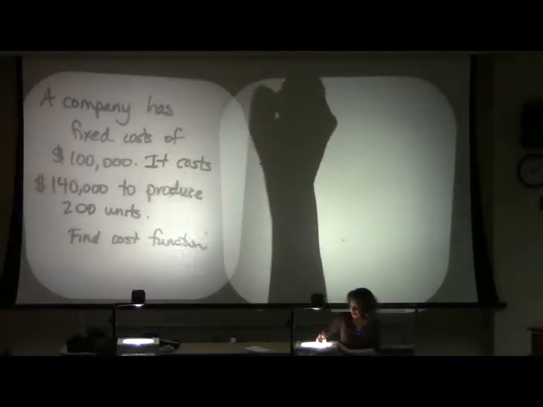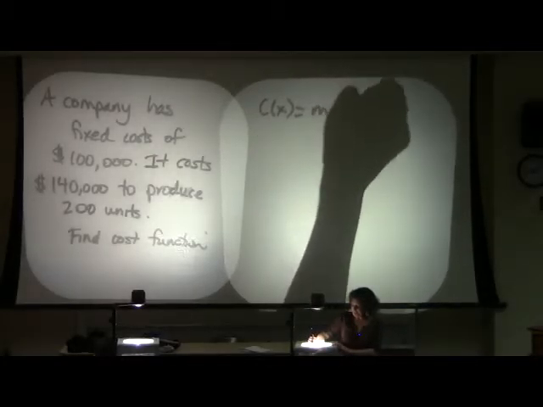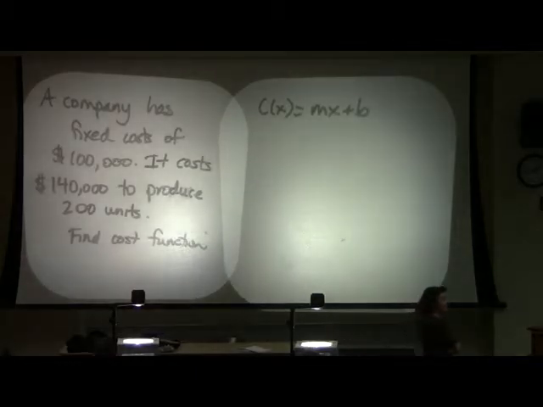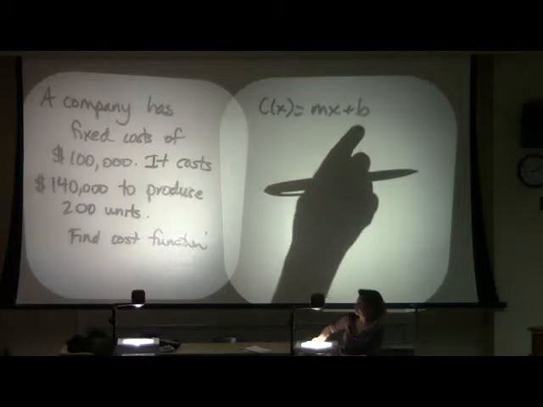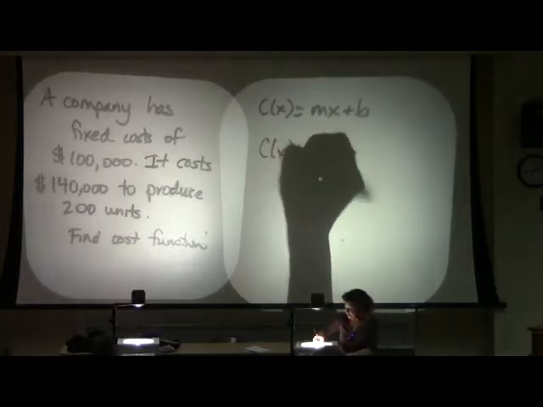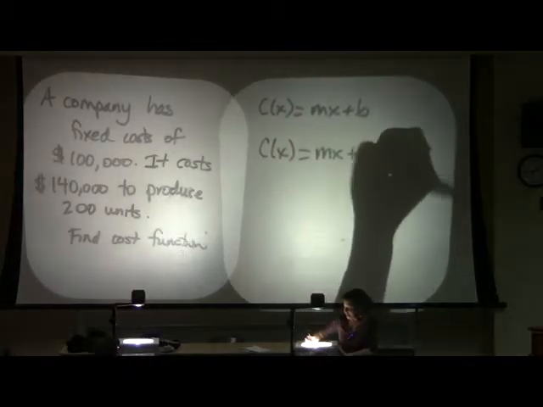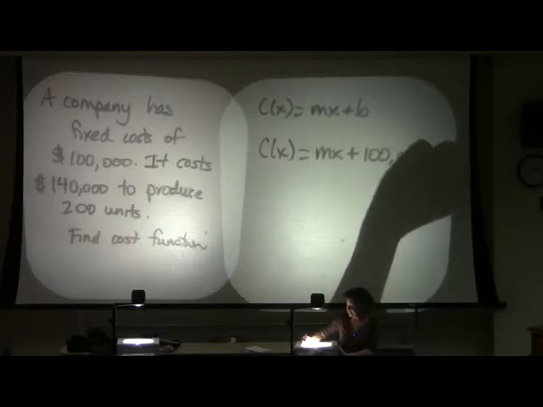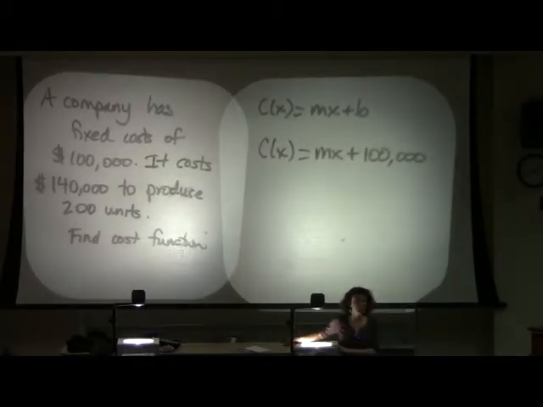Okay, our cost function is mx plus b. We're not given everything just as nicely here, are we? I claim one of the things we're given. What are we given? We're given our fixed cost. Isn't that our b value? Good job. So, don't we know we have mx plus 100,000? Is everyone with me this far?